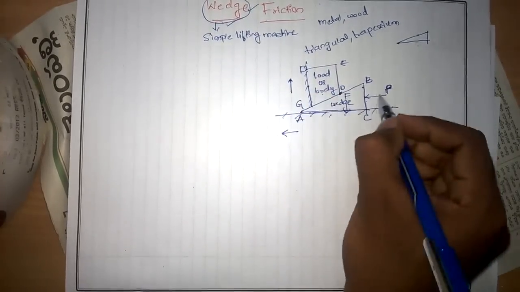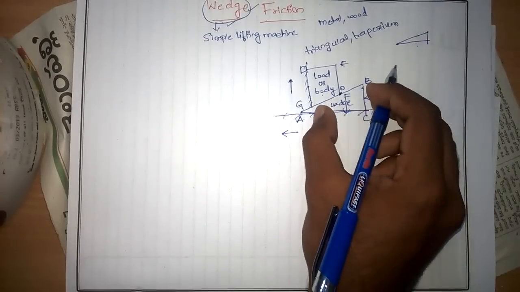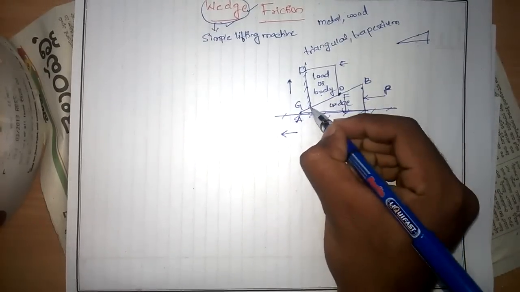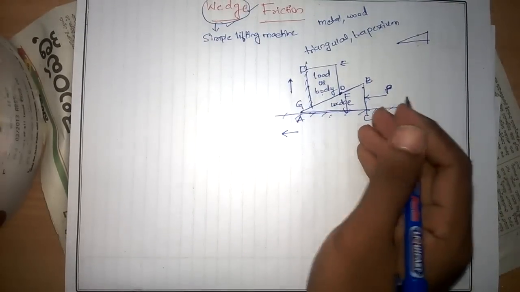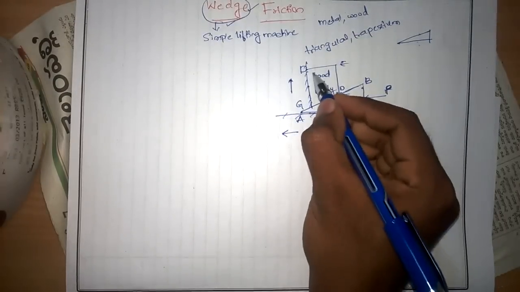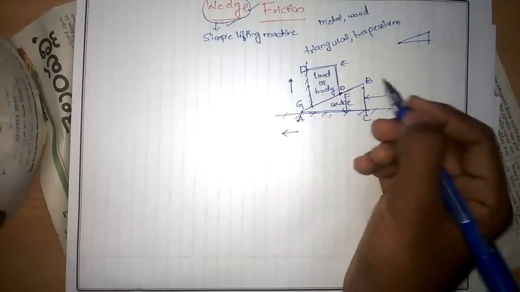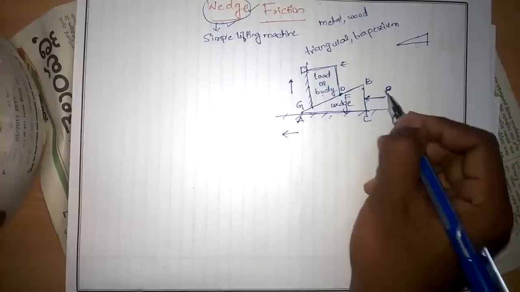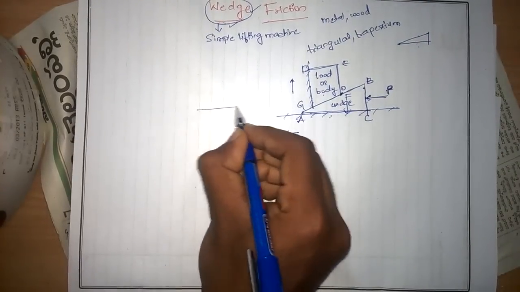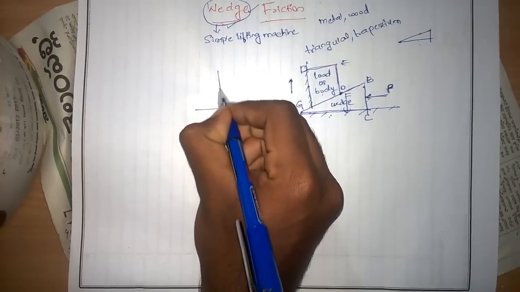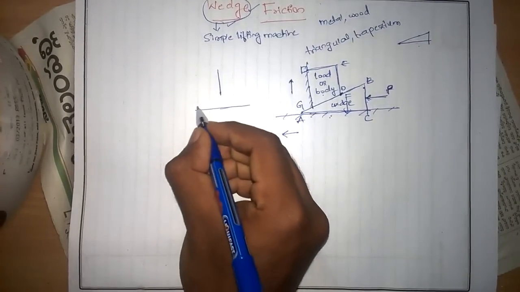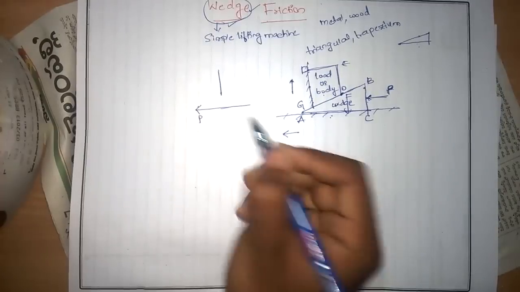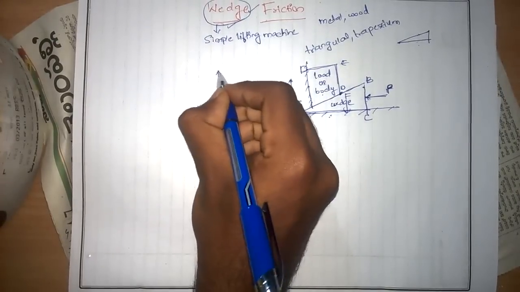Whenever P moves in this direction, the inclined portion is moving towards the left side, and the body will move upward. So for this horizontal movement we have a vertical movement. That is the principle of the wedge: whenever you apply a force horizontally, the body will be lifted vertically.